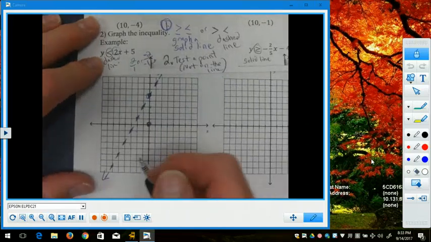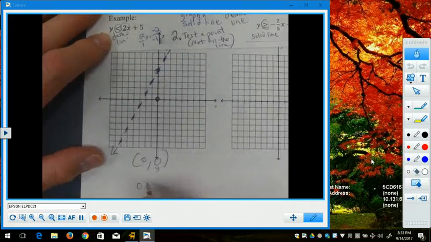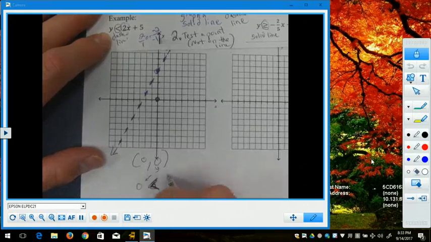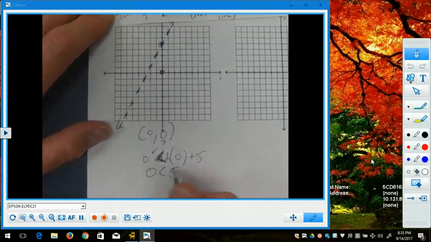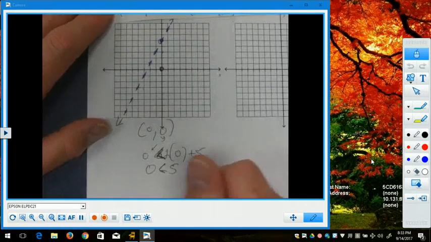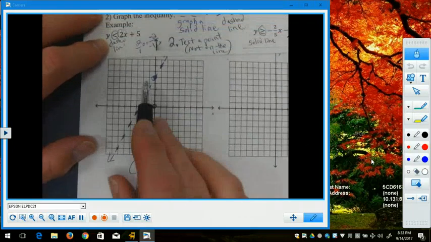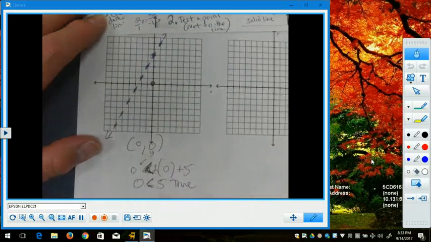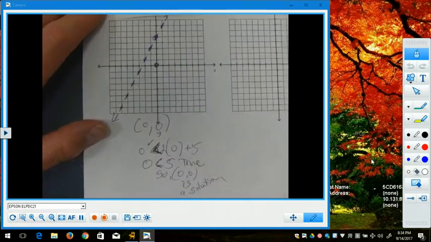So I picked 0, 0 as my test point. So I'm going to plug that in. This is my y, so I plug in 0 is not less than or equal, just strictly less than my 2 times my x plus 5. Well, 2 times my x, that's 0. So I'm saying 0 is less than 5. This is a true inequality. And any point that makes our two-variable inequality true is a solution. So 0, 0 is a solution. It's one of infinitely many.